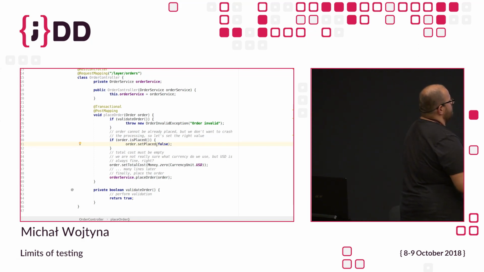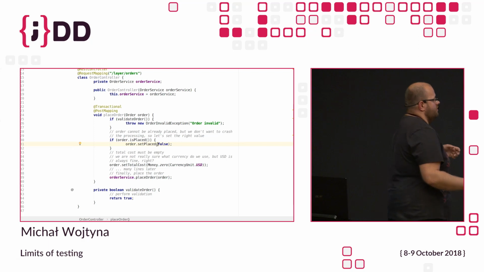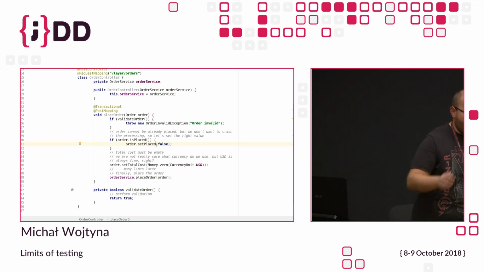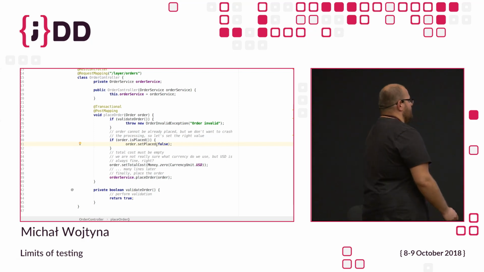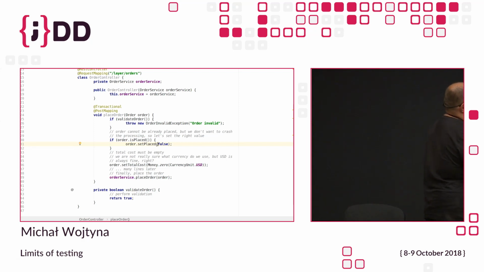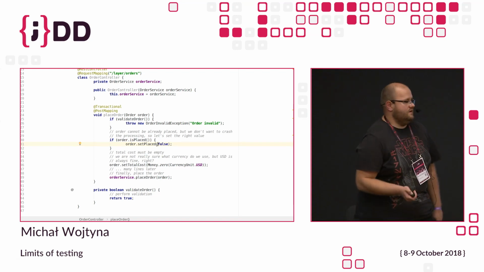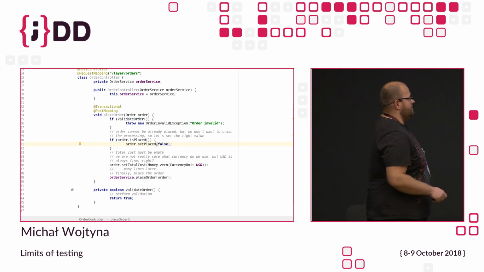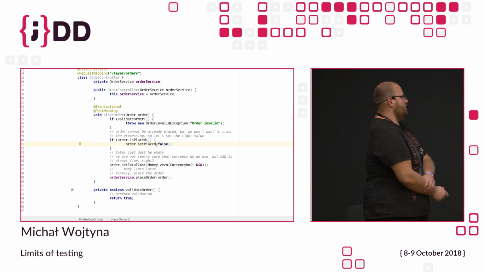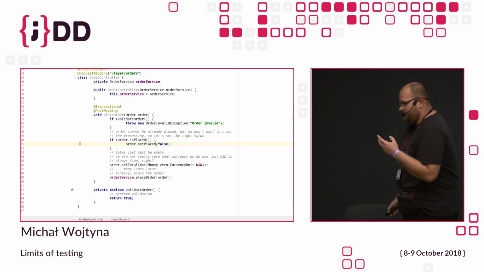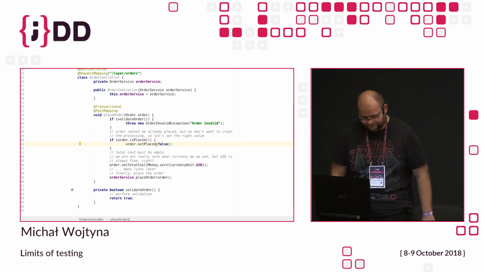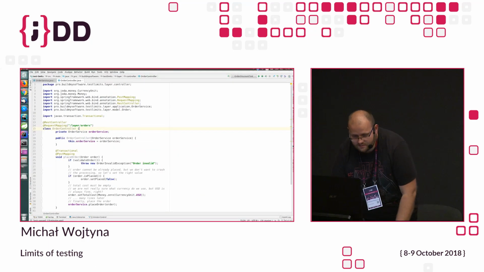OK. And then the total cost must be empty. So we are not really sure what currency we use, but USD is always fine, right? So we want to have a 0, but we are working with currencies here, both in the presentation layer and in the business model. So we need to set the total cost to money 0 using USD, because we always use USD. Why not? And then the other problem is that finally we call the order itself many lines below. So that's also a part of the logic leaking here into another layer. So what's the problem?